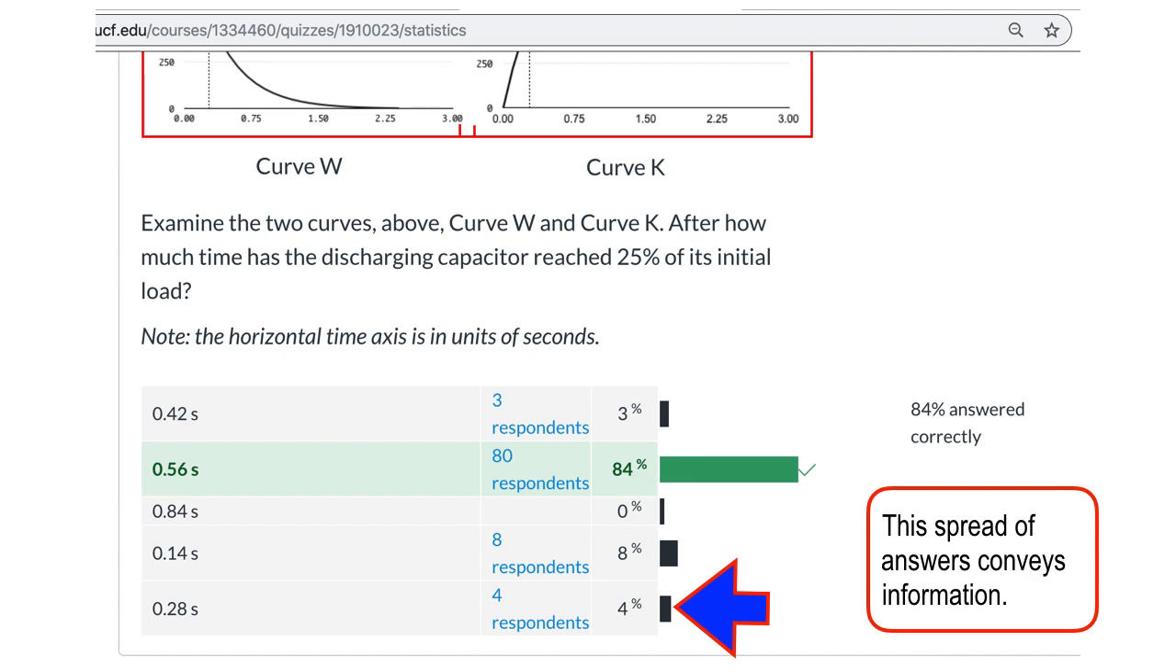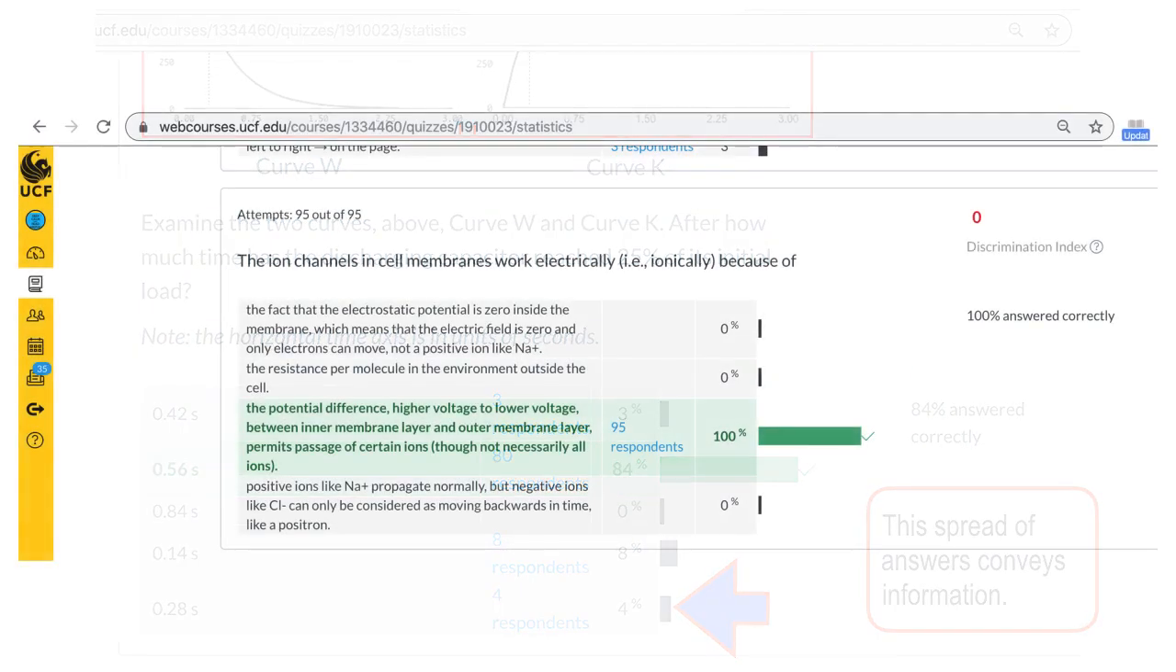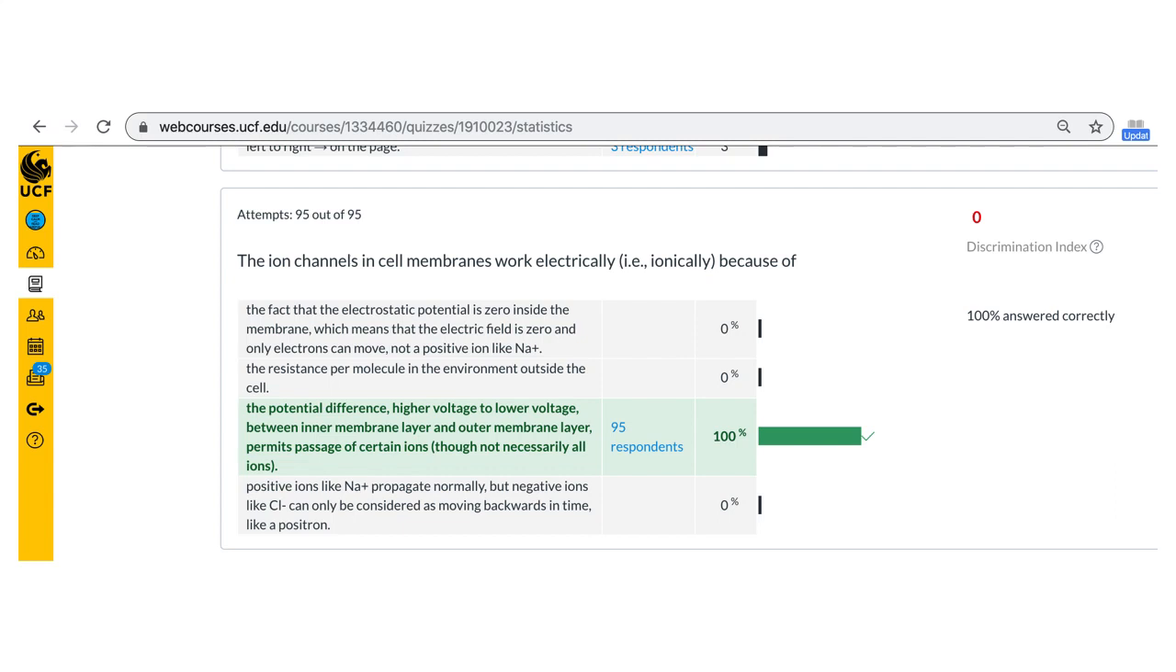So let's take a look at another problem. And this one, now look at the discrimination index up here. Zip zap, all right? And why is that? Well, 100% of the students answer this correctly. So theoretically, this conveys zero information.